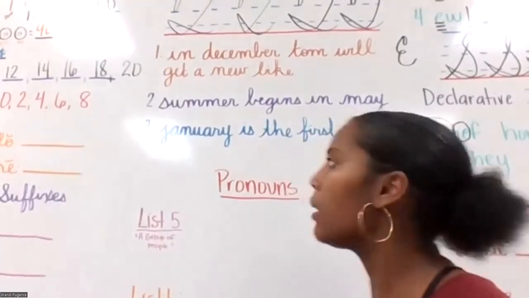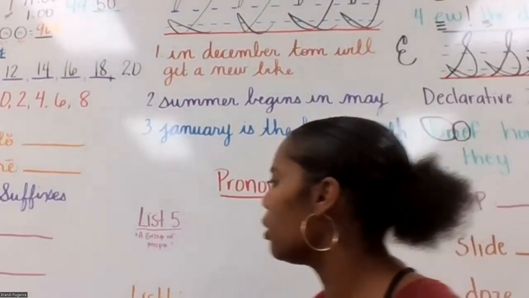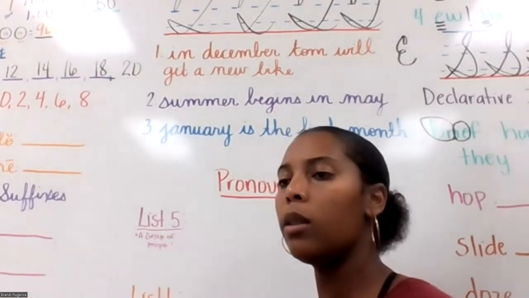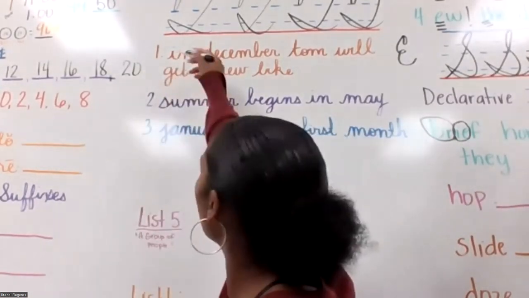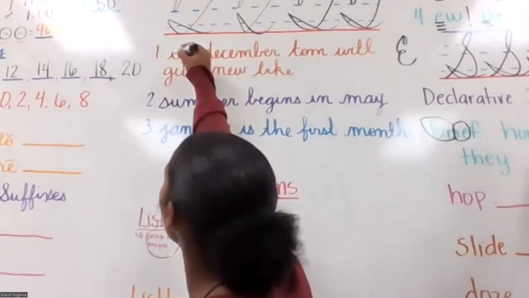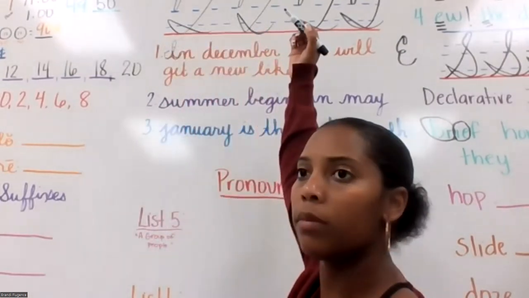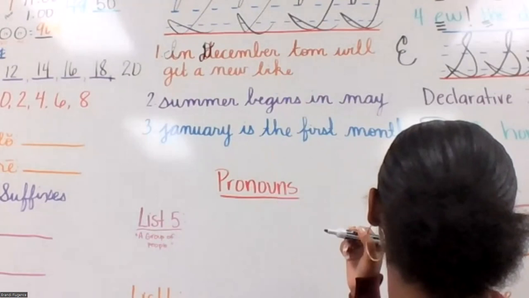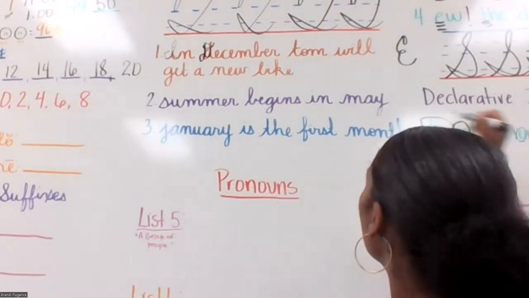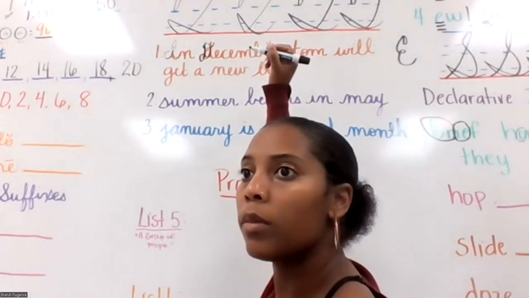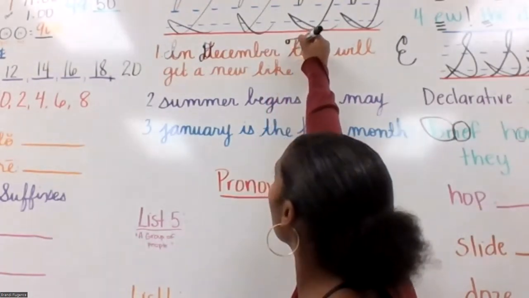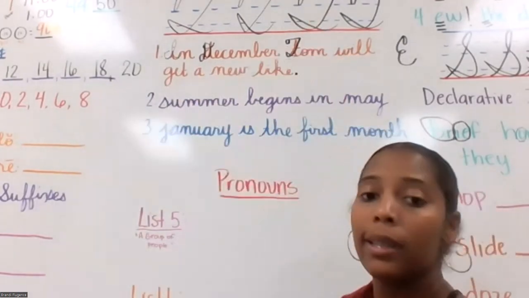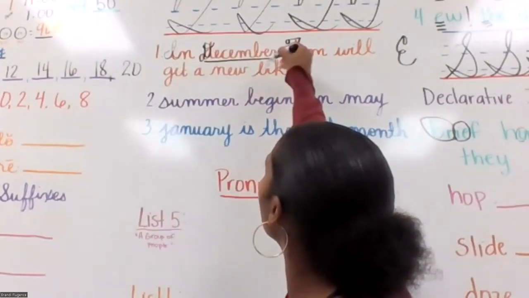All right, so number one, in December, Tom will get a new bike. How do I write this one the correct way, Kendall? First letter, capitalized I. Capitalized my D in December. Next, T in Tom. Guys, remember that T in Tom. Okay, how do we finish it? Good. So December was our month. Make sure we capitalize December.